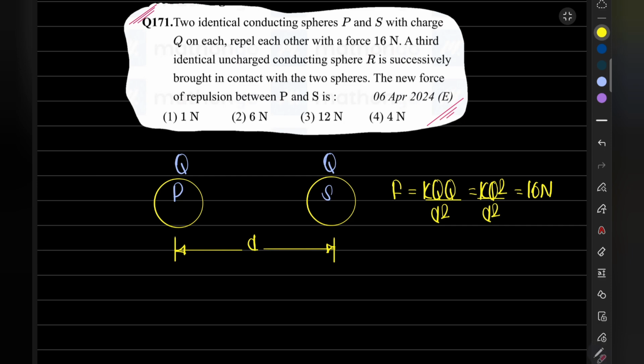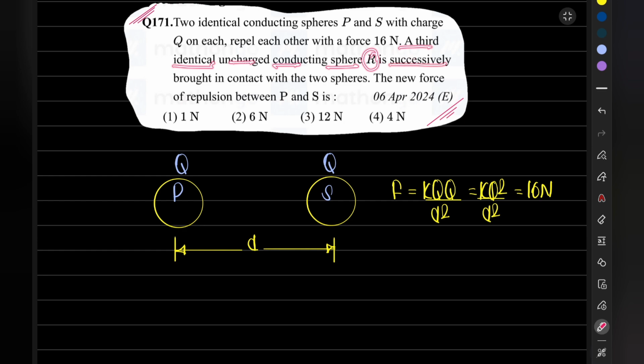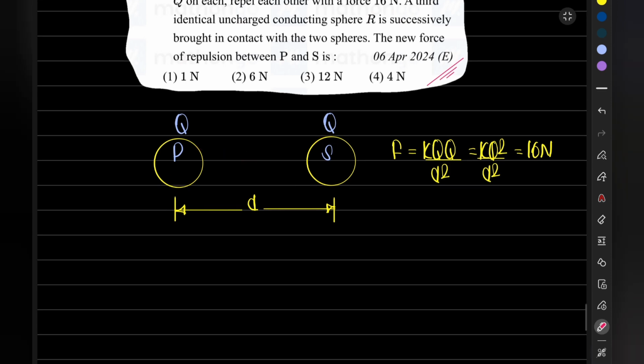Now, what are they saying? Basically, a third identical sphere. So we know that whenever we touch two identical spheres, the charge gets equally distributed. So a third identical uncharged conducting sphere, whose name is R, is successively, one after the other, brought in contact with the two spheres. So we are bringing that third sphere R, which is uncharged. First I am touching this sphere R with P, and after that the same sphere I'm touching with S. Let's see what will happen.